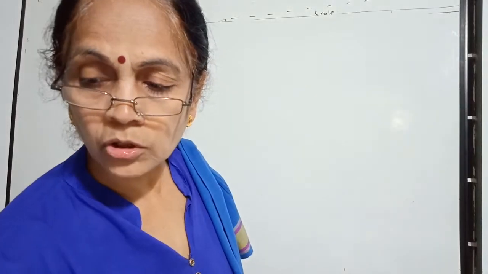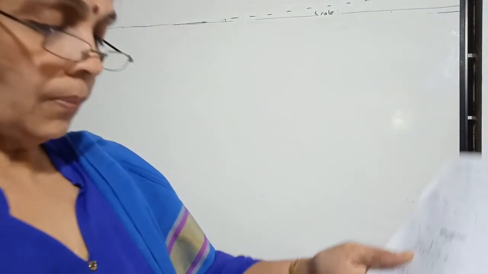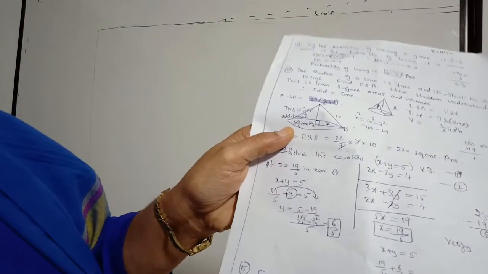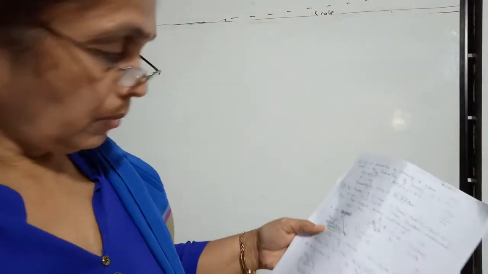Find the area. See this question, children. Please do this sum. Work it out. Find the area of the triangle whose vertices are given as -4 and 6.